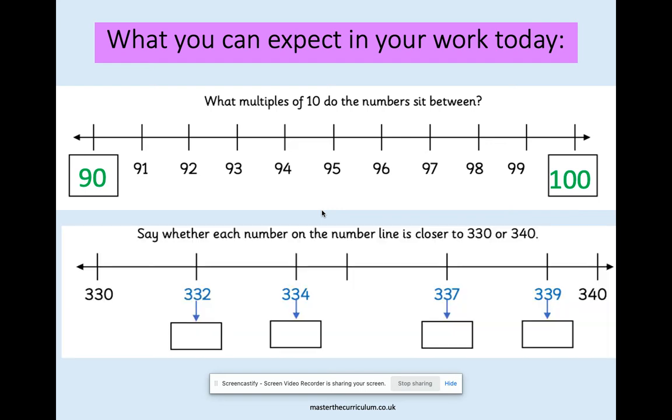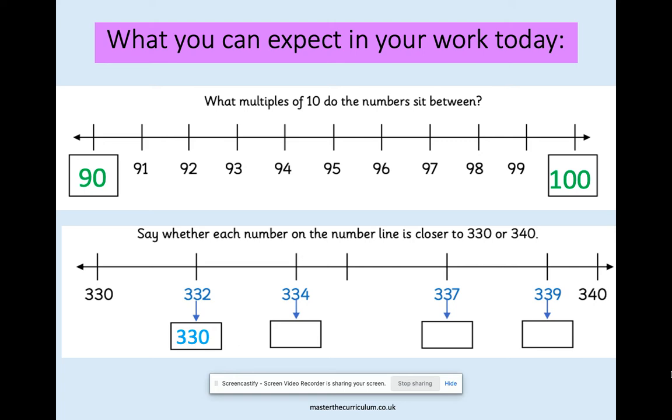Another question you might get is to say whether each number on the line is closer to 330 or 340. Have a look. Remember what we did in our questions before? What do you think? That's right. 332 we can see here is much closer to 330 than it is to 340. So our answer for that one will be 330.